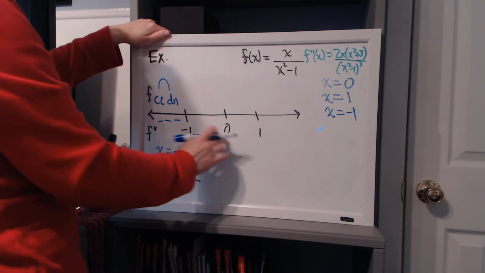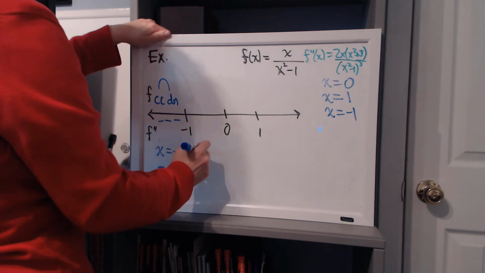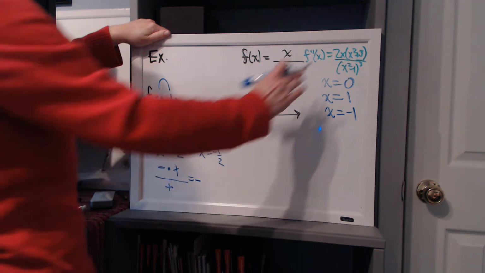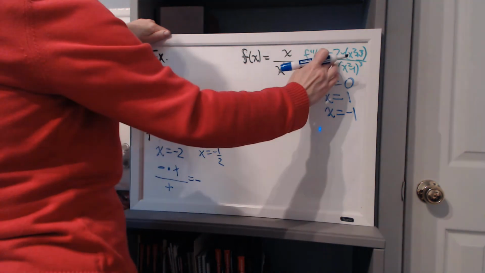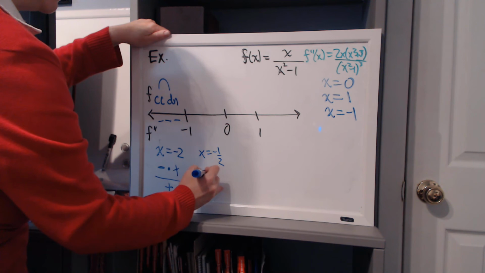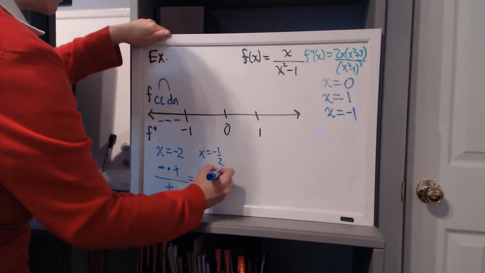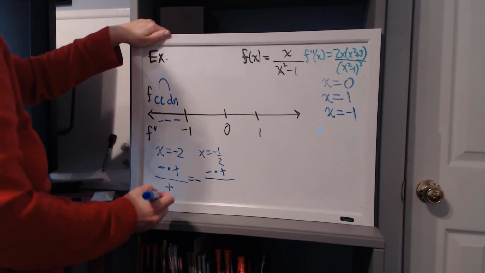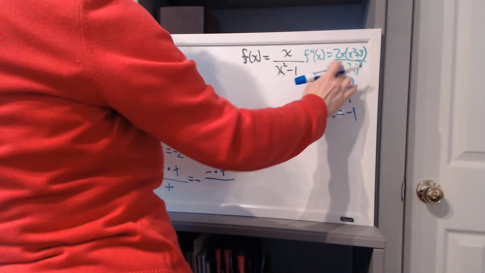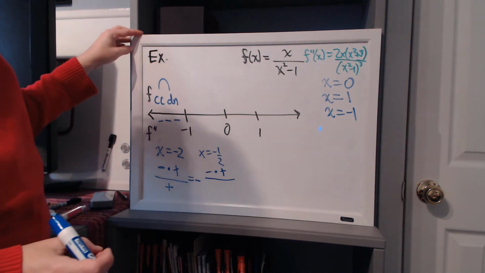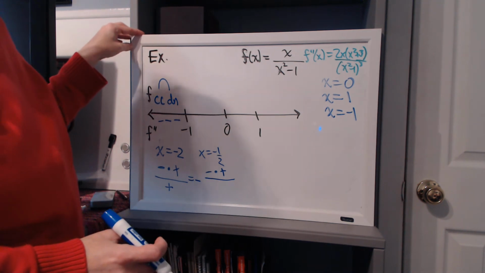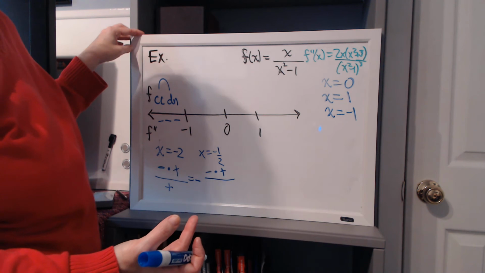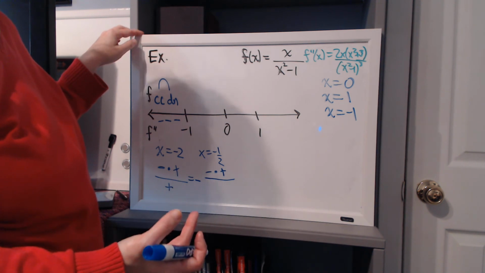Now, moving on to the next subinterval between negative 1 and 0, I'm going to choose x equal negative 1/2. Going back to the second derivative, when we plug into 2x, we're going to get a negative. When we plug into x squared plus 3, that's always going to be positive. And now in the denominator, when we plug into x squared minus 1, negative 1/2 squared will be 1/4. When we subtract 1, that's going to give us negative 3/4.